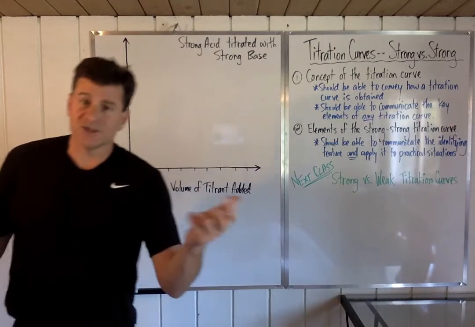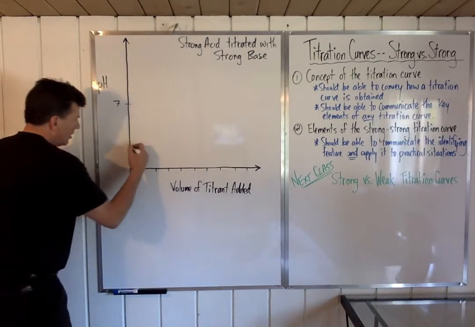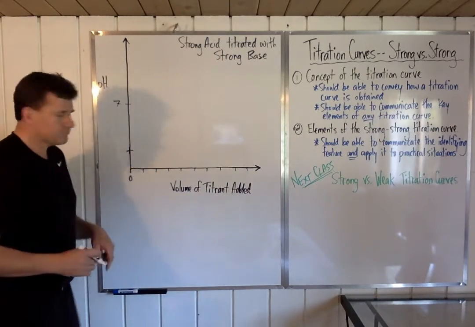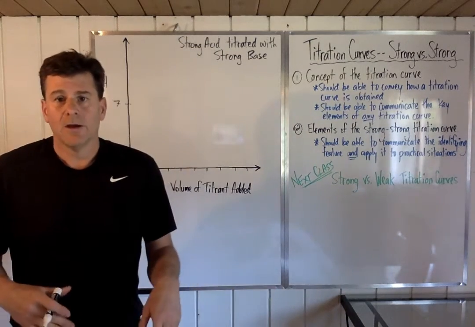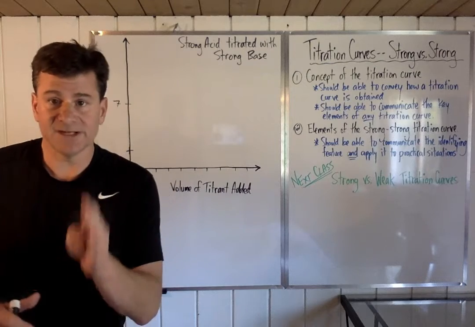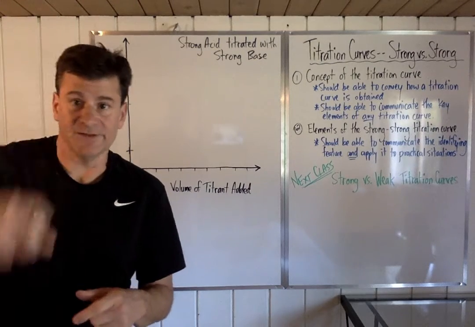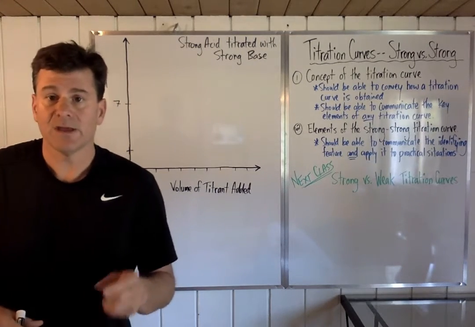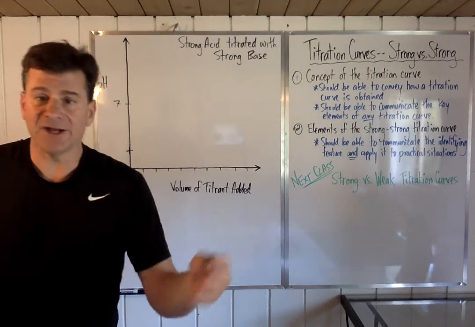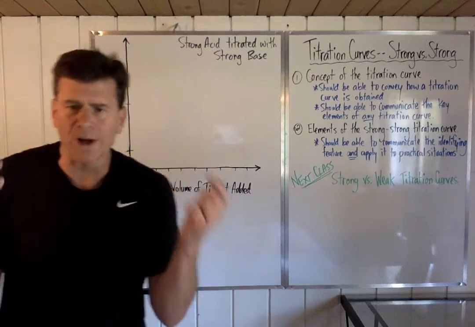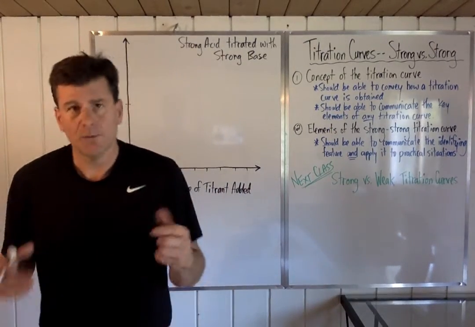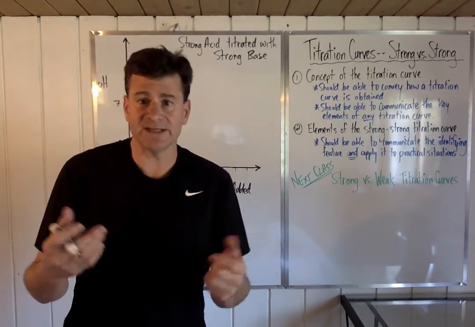So if I was starting with a strong acid as an example, it might start down here at a pH of, who knows what, low. Now that's at 0 mL of the titrant added. So we haven't added any of the strong base out of the burette. Now, as you add your 1 mL, your 2 mL, your 3 mL, as you go along, what do you suspect is going to happen? Well, of course, you add the strong base into the strong acid.